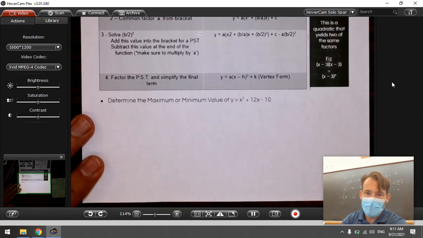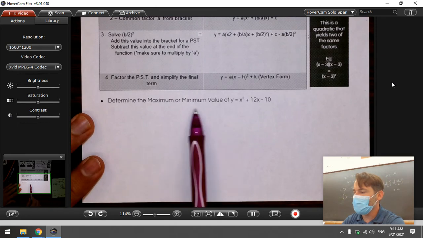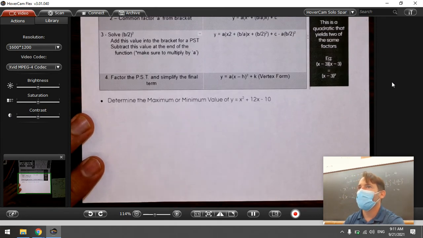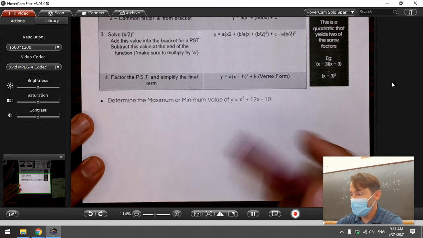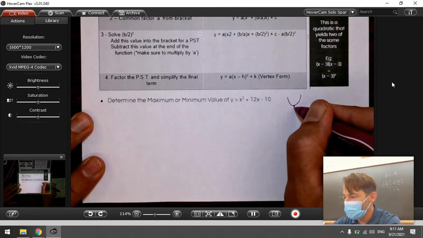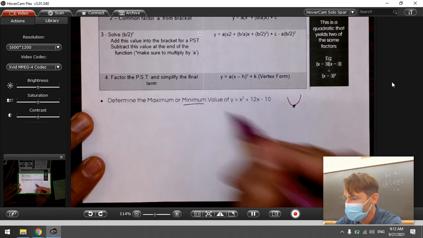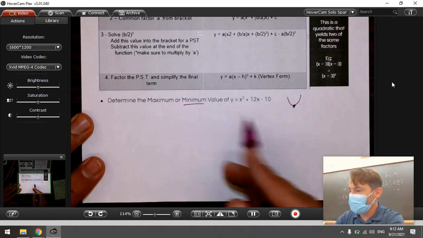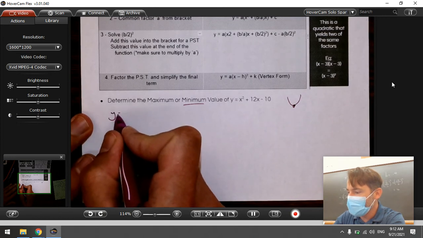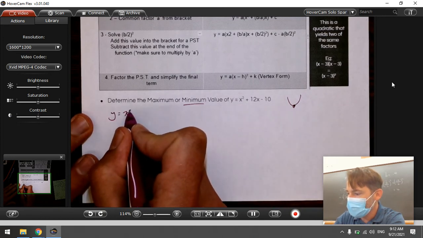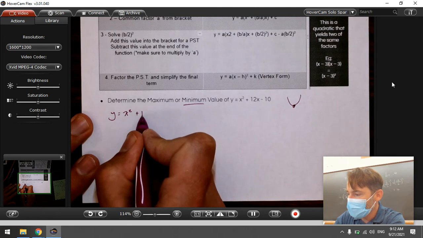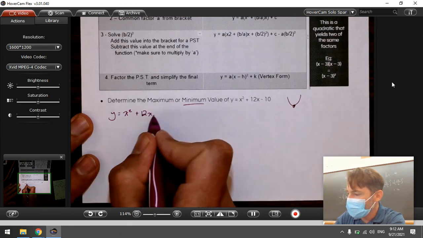So, am I going to find a maximum or a minimum value for this parabola? It's going to be a minimum because a is positive. So this parabola is shaped like that. The vertex is therefore going to be a minimum value. So I'm looking for a minimum value in this case. All right. First thing I'm going to do is rewrite this. Y is equal to x squared plus 12x minus 10.